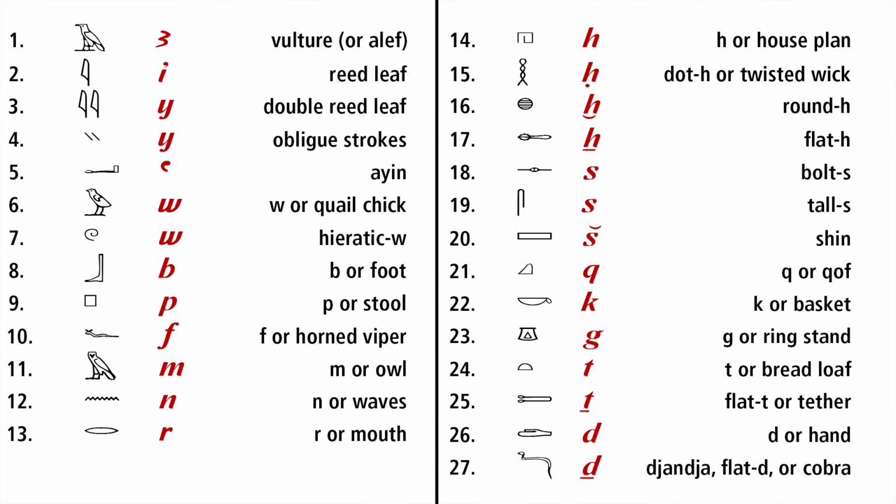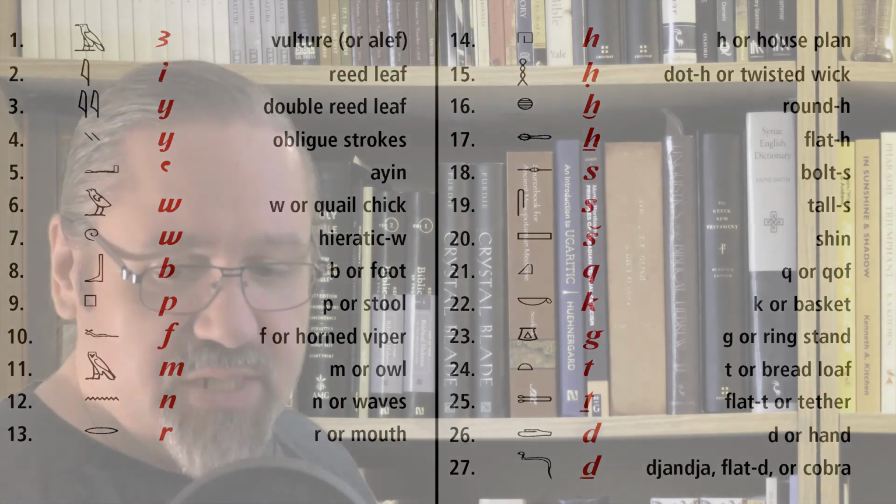So that completes all 27 uniliterals of the Egyptian alphabet. I hope you enjoyed this review and found it useful.